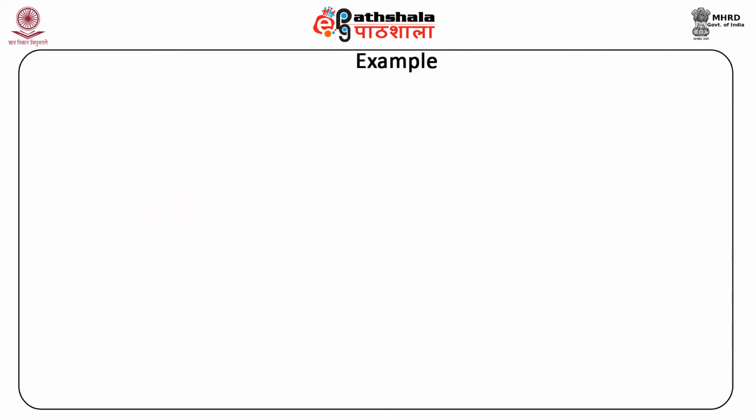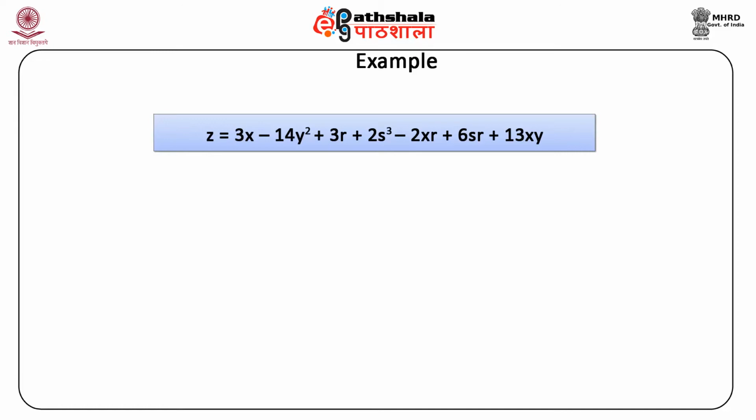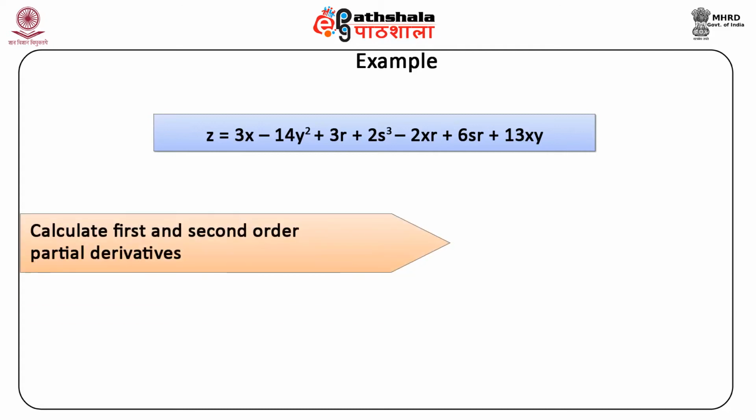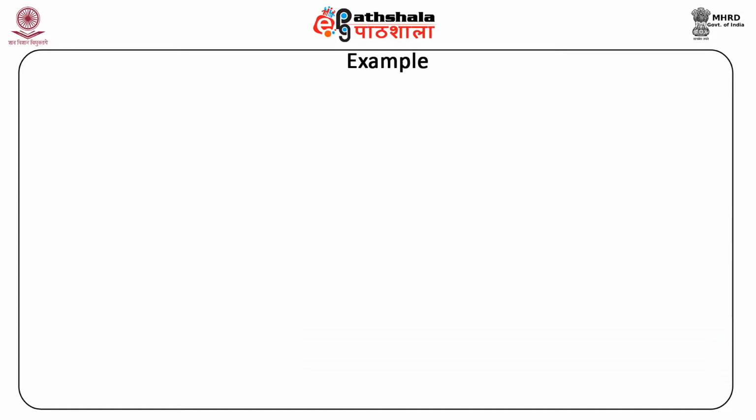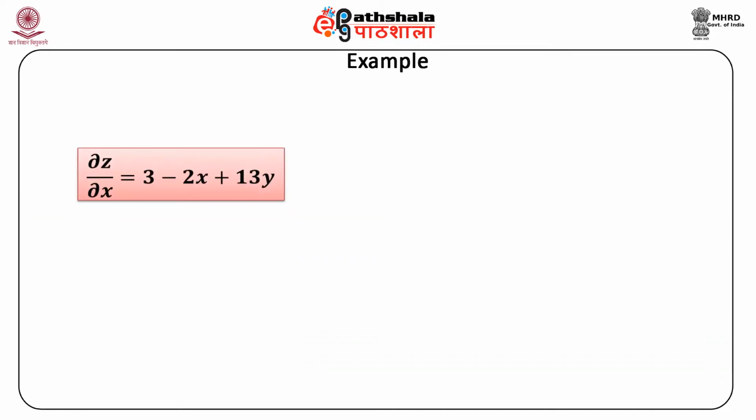Let us take an example. Let z be equal to 3x minus 14y square plus 3r plus 2x cube minus 2xr plus 6sr plus 13xy. We have to calculate first and second order partial derivatives and write the Hessian matrix. The first order derivatives are ∂z/∂x is equal to 3 minus 2x plus 13y.